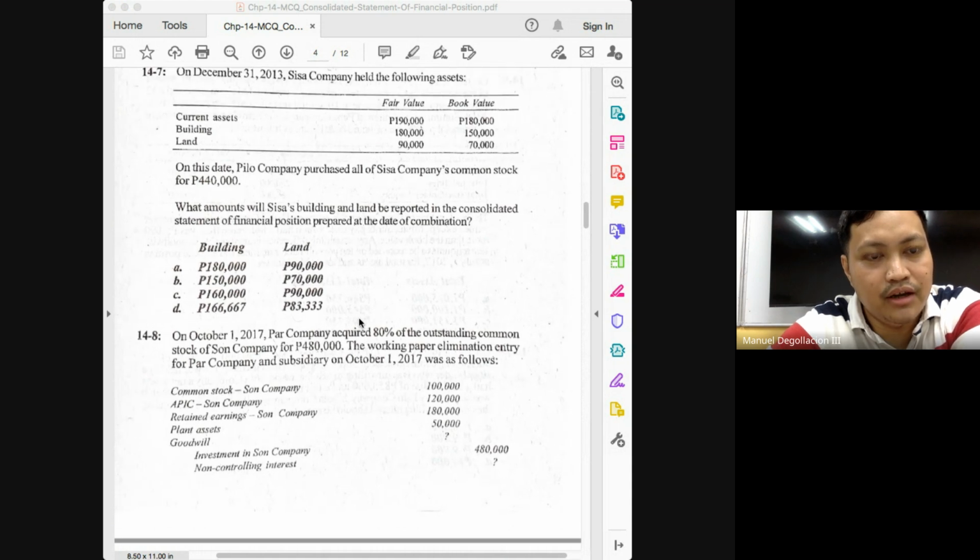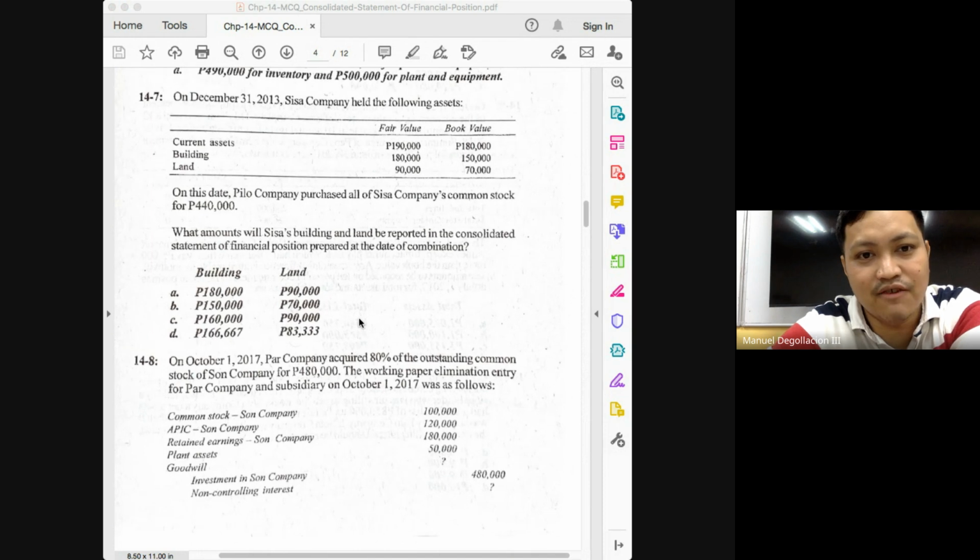Are we given the consideration? For the sake of practice, how much is the resulting goodwill, assuming no other liabilities and assets, class? Again, everything at fair value: current assets 90, building 180, land 90, that would be 460.